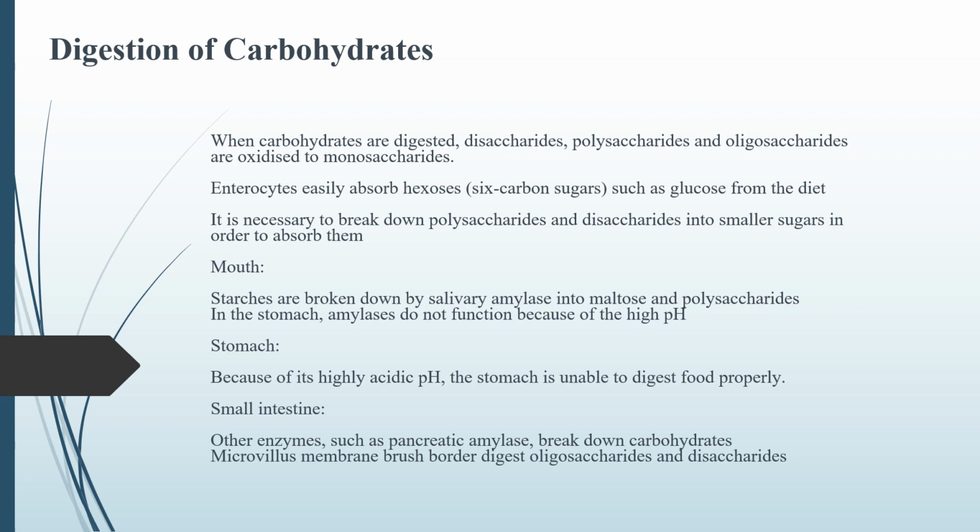Mouth. Starches are broken down by salivary amylase into maltose and polysaccharides. In the stomach, amylases do not function because of the low pH. Stomach. Because of its highly acidic pH, the stomach is unable to digest carbohydrates properly. Small intestine. Enzymes such as pancreatic amylase break down carbohydrates. Microvillus membrane brush borders digest oligosaccharides and disaccharides.